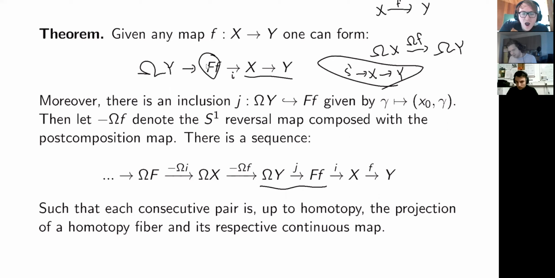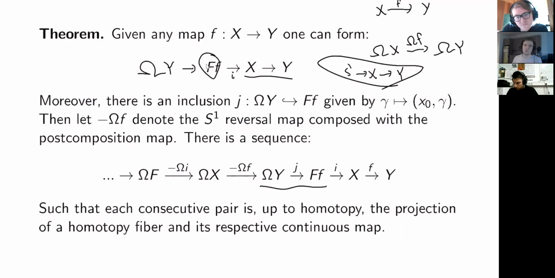The really important thing about this, and the thing that is very hard to really imagine, is this part right here. And what it's saying is that for these pairs of maps, each one is basically a homotopy fiber projecting onto the domain, and then a fibration. A homotopy fiber projecting onto a domain, and then the map of that homotopy fiber. Which allows us to do computations by starting with a map X to Y, taking its homotopy fiber.